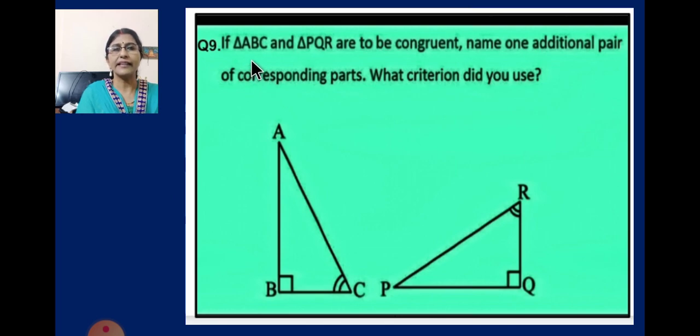Now question number 9. If triangle ABC and triangle PQR are to be congruent, name one additional pair of corresponding parts. What criterion did you use? So you can see here these are the two triangles given and they are to be congruent. But you need one additional pair of corresponding parts. Now here you can see this angle is equal to this angle, both are 90 degrees. And angle C is also equal to angle R. But we need one additional pair. So let us see how to do this.